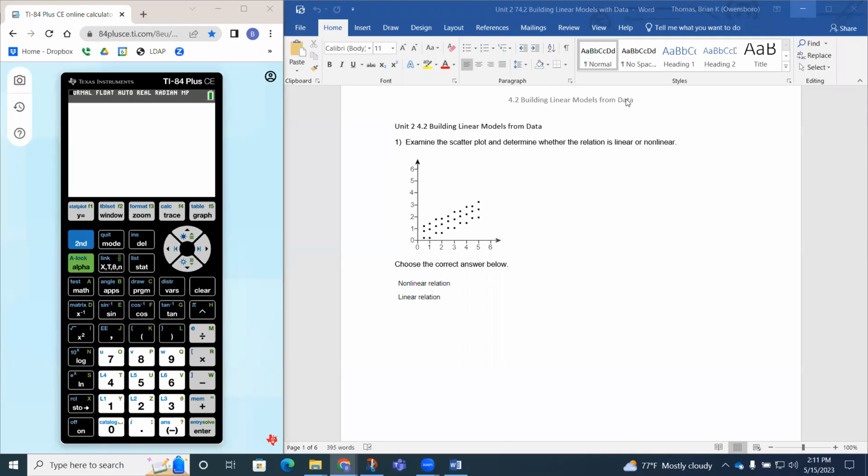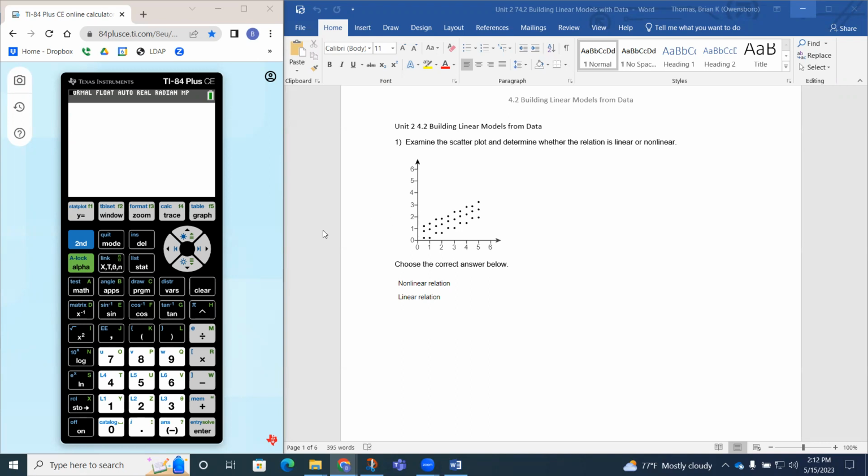So 4.2, building linear models from data. Question one says, examine the scatter plot and determine whether the relation is linear or nonlinear. Remember, a relation is a set of ordered pairs. But remember, ordered pairs create points on a graph. So these points all represent ordered pairs or relations.